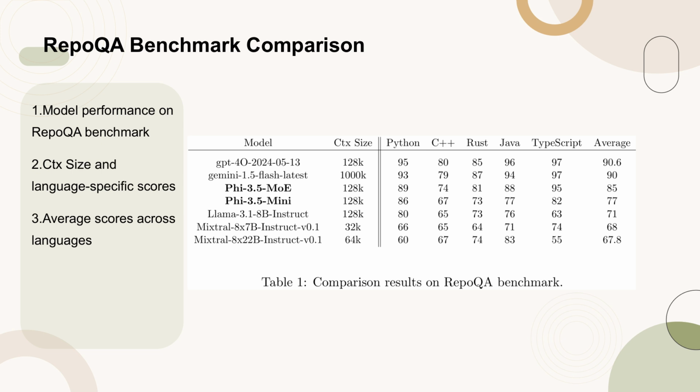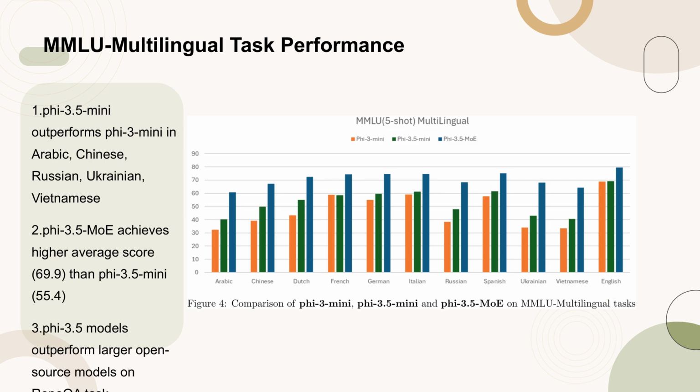Figure 4 illustrates the performance comparison of Phi 3 Mini, Phi 3.5 Mini, and Phi 3.5 MoE models on multilingual tasks. Notably, Phi 3.5 Mini shows significant improvement over Phi 3 Mini in languages such as Arabic, Chinese, Russian, Ukrainian, and Vietnamese, achieving an average multilingual score of 55.4 compared to 47.3. The Phi 3.5 MoE, due to its larger model capacity, achieves an even higher average score of 69.9, outperforming both Phi 3.5 Mini and other open-source models on the RepoQA task.